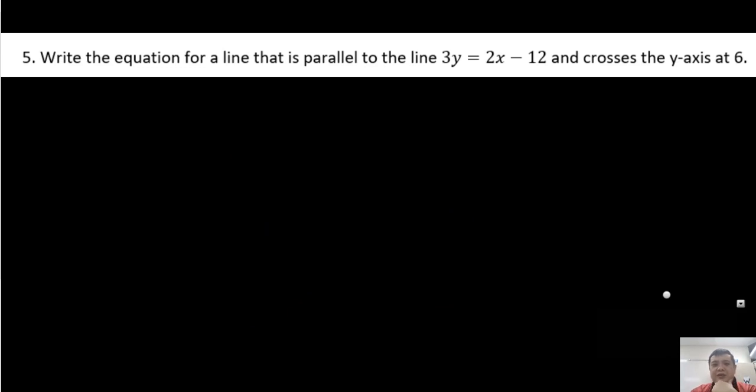Here it says write the equation for the line that is parallel to the line 3y equals 2x minus 12 and crosses the y-axis at 6. Go ahead and try this one out on your own. Give your answer in slope-intercept form.